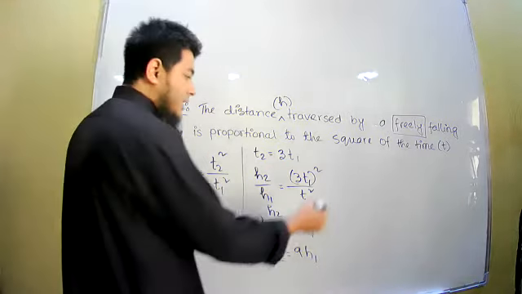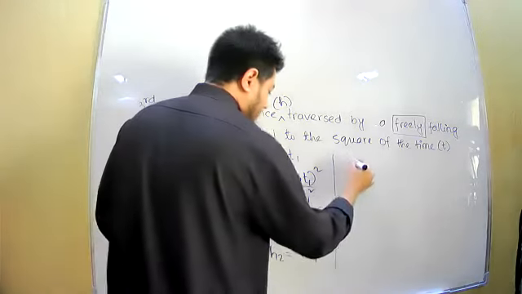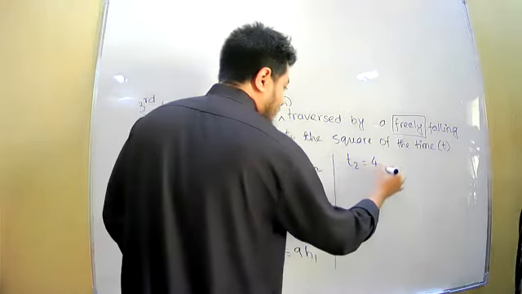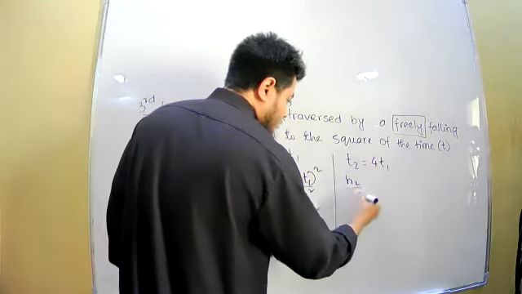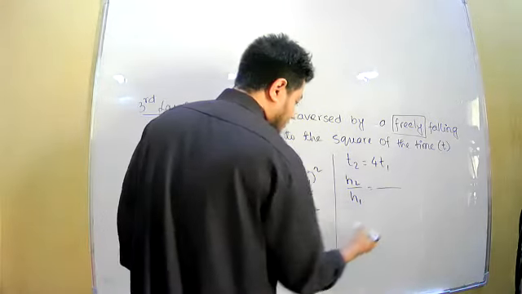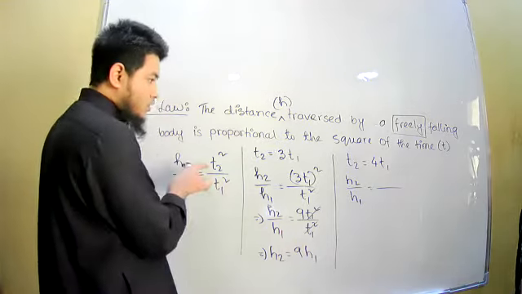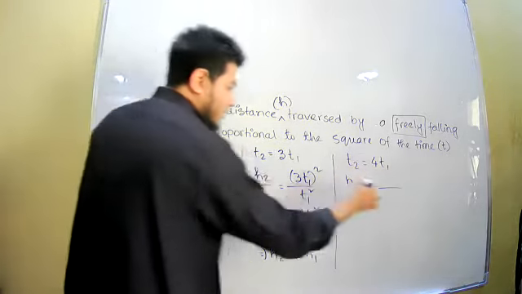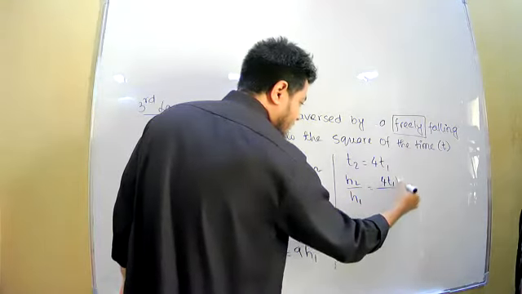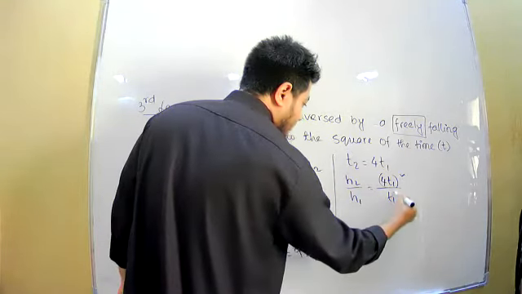Now let us repeat the calculation for, let us say, when the time becomes 4 times. H2 by H1 is equal to, so this T2 now will be replaced by 4T1. So T2 square will be written as 4T1 whole square divided by T1 square.